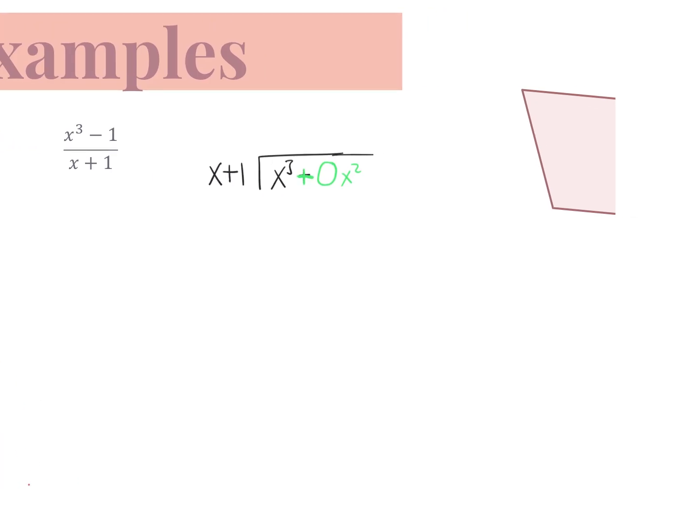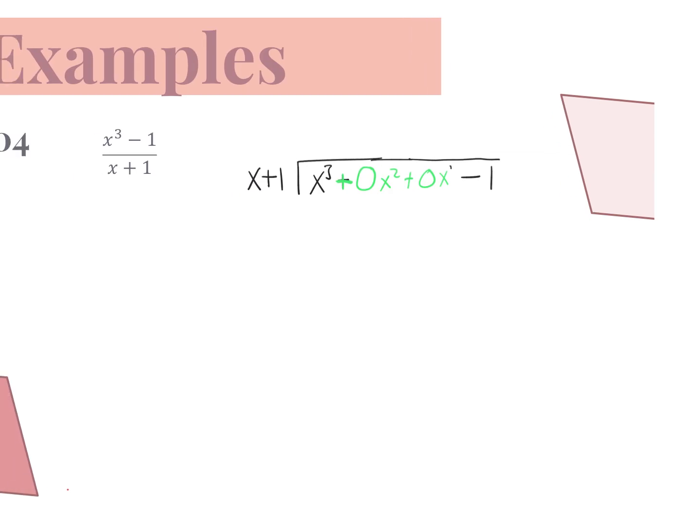0x squared. You might be like, why are we doing this? You're going to see it's going to make a little bit more sense later on. And then I also don't see an x, so I'm going to write a 0x. After the exponent of 1, it's just going to be our constant, which we do have. It's going to be minus 1. All right? So then now that I have that, I'll start the process.